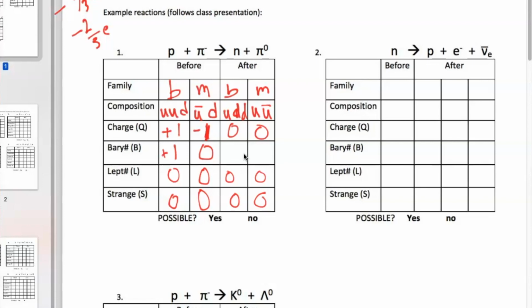Then when we consider our baryon numbers, a neutron has a positive 1 baryon number because, again, it's made of 3 quarks, which each have a baryon number of 1/3, adding up to 3/3 or 1 whole. And then we have our meson, which is the pion 0. Since it's a pion, it has a plus 1/3 baryon number and a minus 1/3 baryon number, adding up to 0.